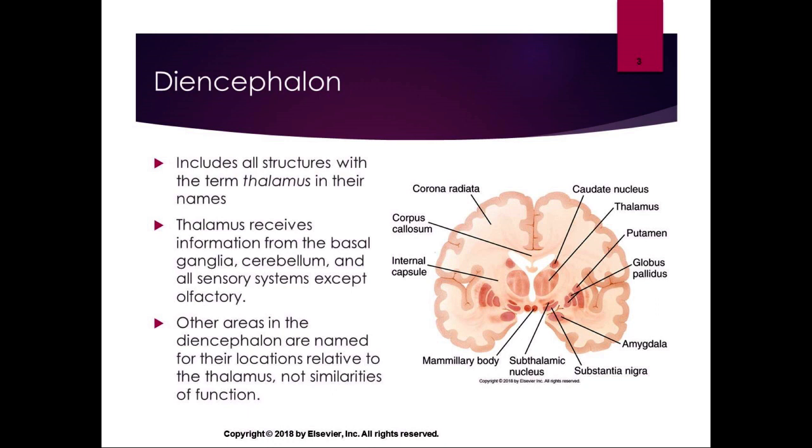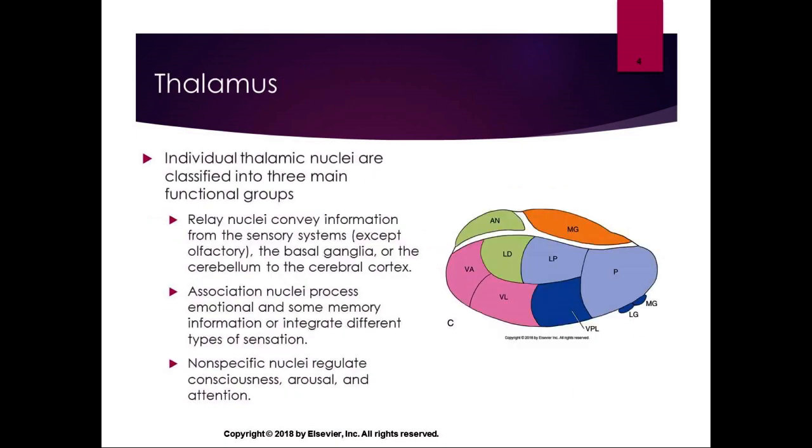So the other areas in the diencephalon are named for their location relative to the thalamus. They don't have thalamus in their name because they have a similarity of function to the thalamus. They're just named by their location relative to the thalamus. Make sense?